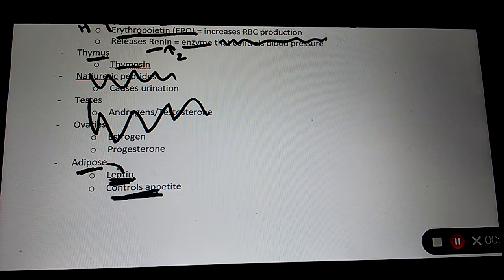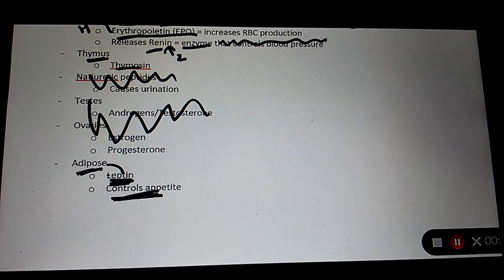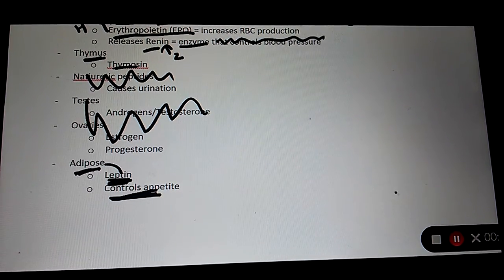Adipose tissue. Is adipose fat? Yes. And that concludes our review of endocrine system.